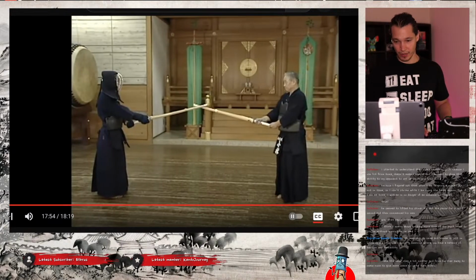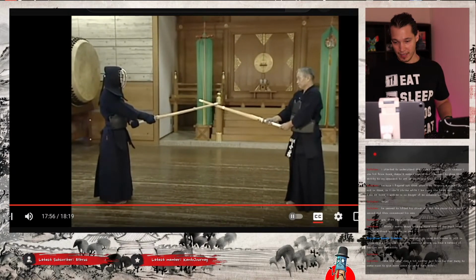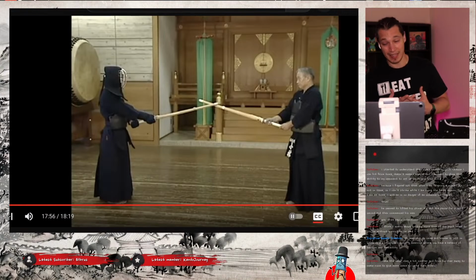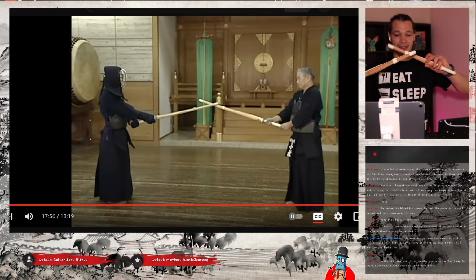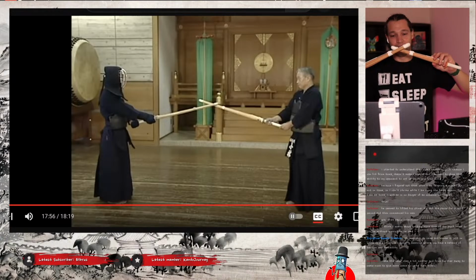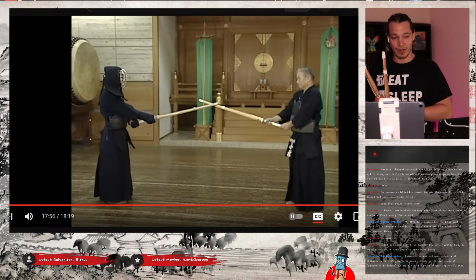Sorry, it was hard to see, but from this position, he doesn't move. So normally when I see this happening, or people trying to replicate this, the distance where they end up at is here, not here, right? So be mindful of that.